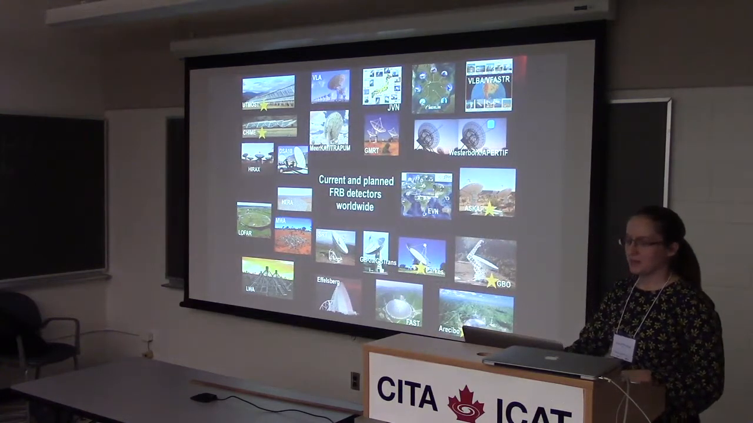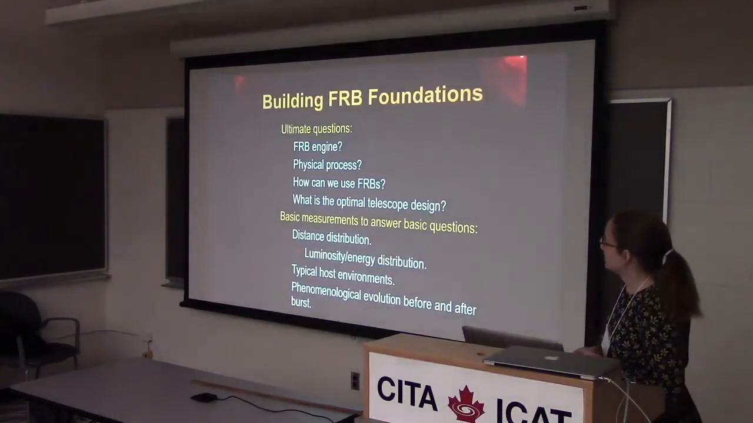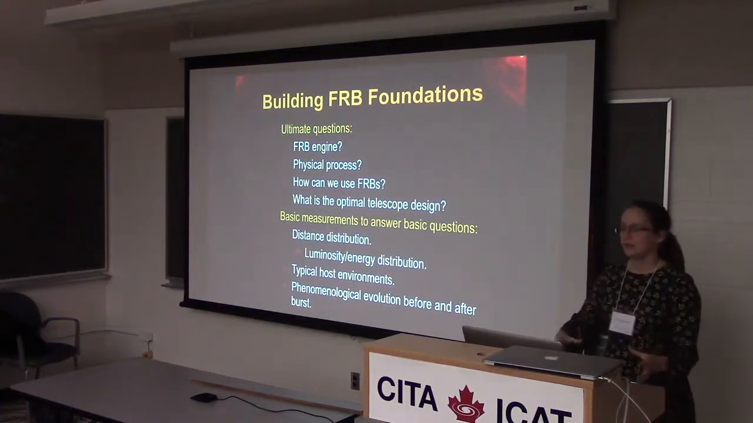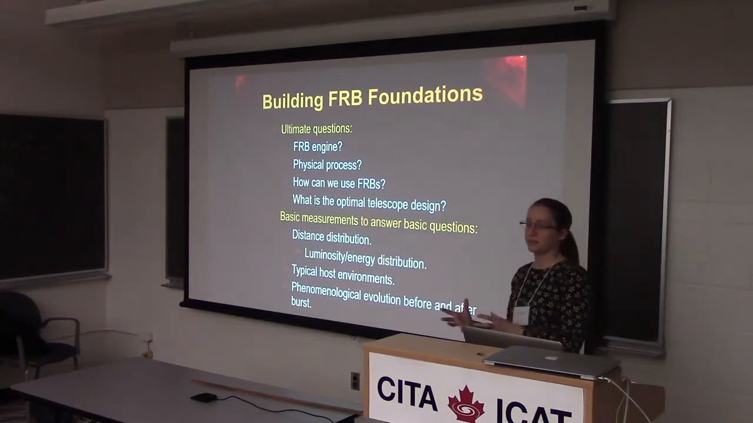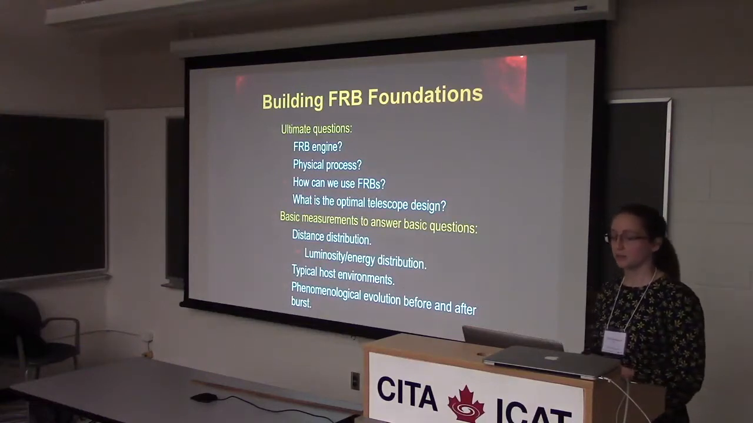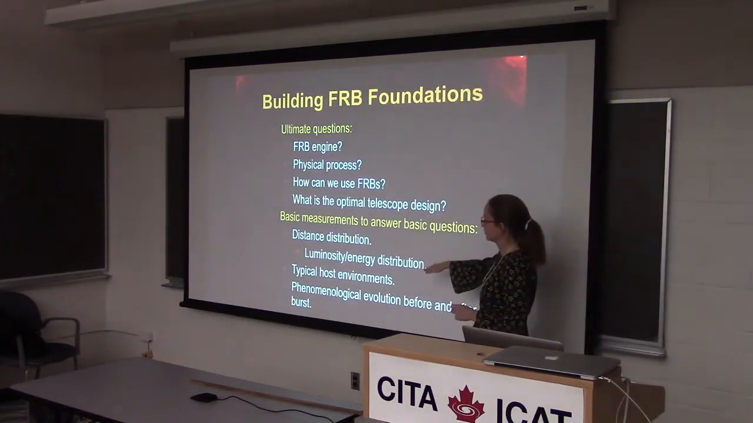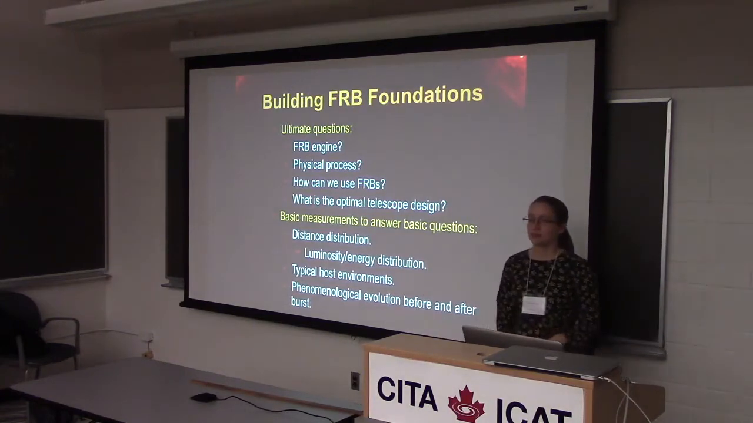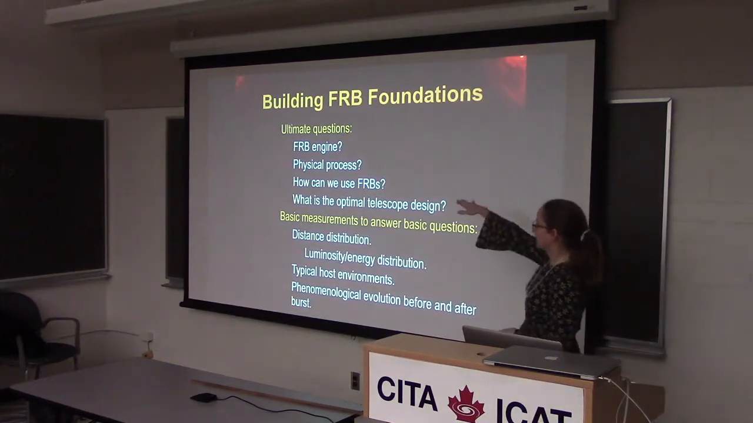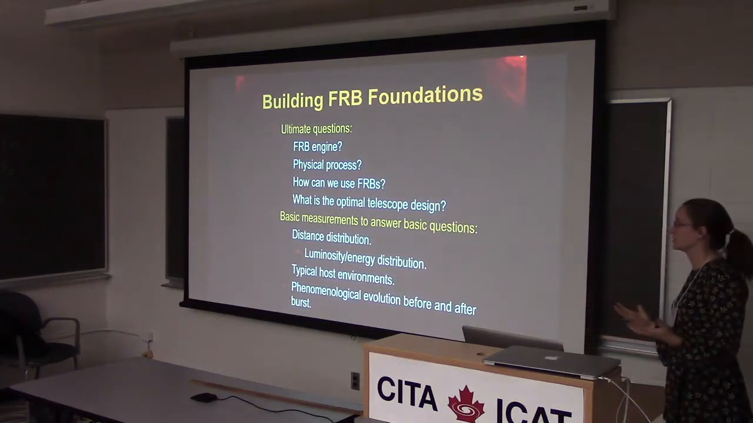But the point I wanted to make, and this sort of ends my really general intro, is that over the next few years, we are here now. And we need to figure out a few things in the near term to understand how to proceed with FRBs in the longer term. I've tried to whittle down this list to just three basic measurements that I think will give us a lot of information about what FRBs are, what the physical process is, even how we need to design our telescopes to find them.